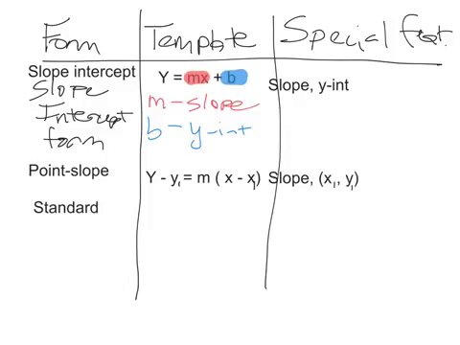And the standard form is not exactly useful, but you're going to see it a lot in STAAR as standard form. And so let's get used to looking at it. It's A times X plus B times Y equals C.